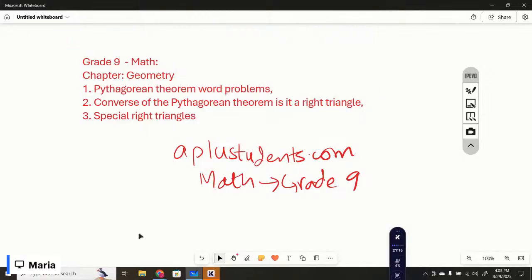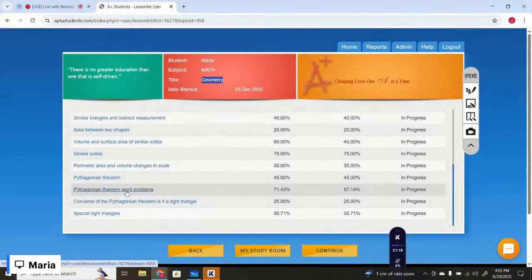Here I am on grade 9 math. The chapter we are on right now is geometry. This lesson is Pythagorean word problems.